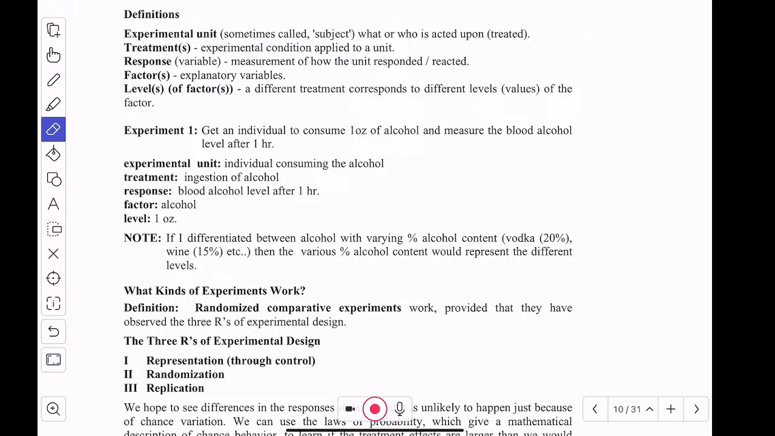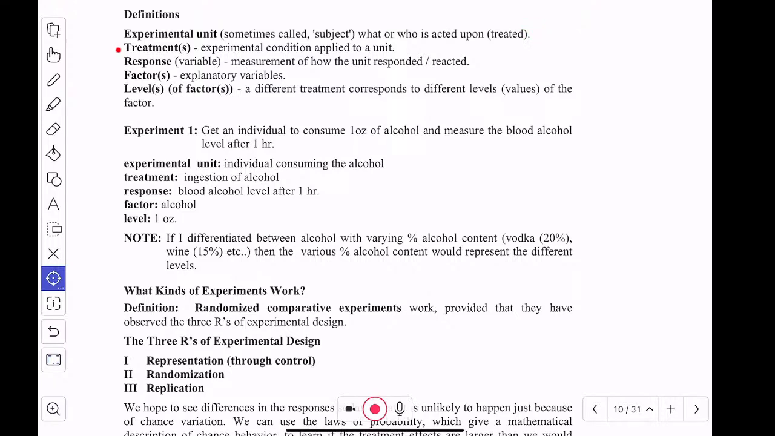Okay, so there are elements of the experiment that we need to discuss. It wasn't discussed like this in the video, but we're going to use this terminology, okay? So as I mentioned, there are some things in here that are complementary to the video material. So we call an experimental unit, or experimental unit is used to talk about the subject of the experiment. It's what or who is acted upon or treated.